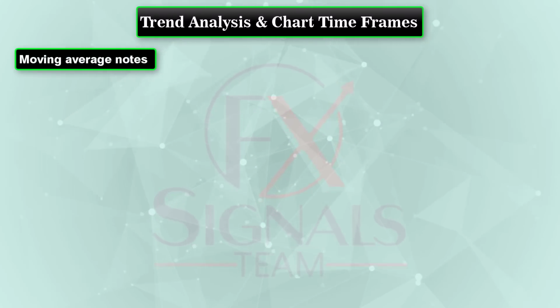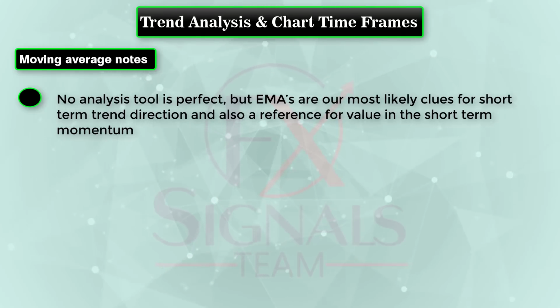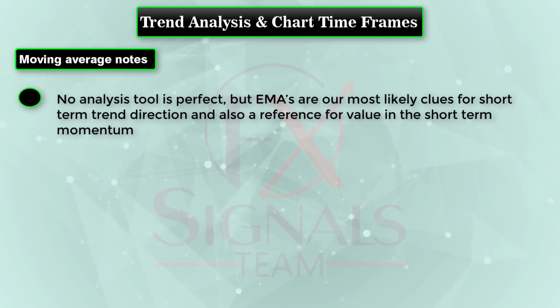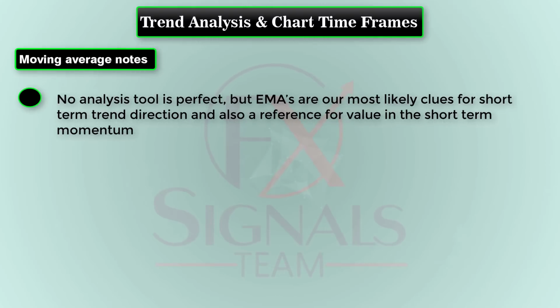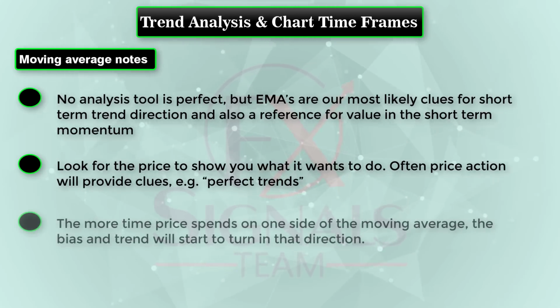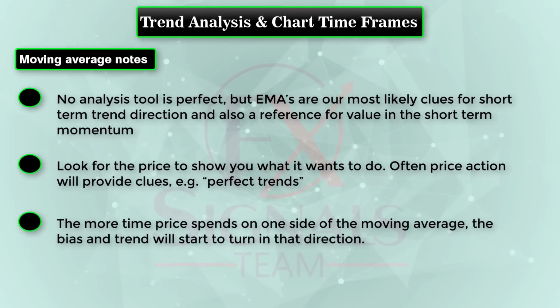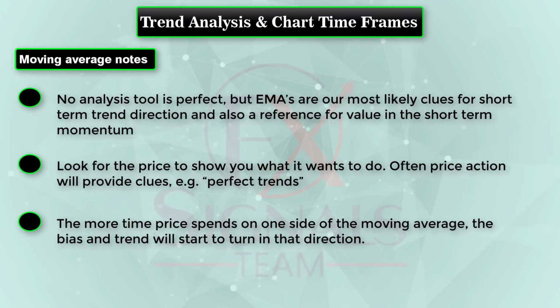Moving average notes. No analysis tool is perfect, but EMAs are our most likely clues for short-term trend direction and also a reference for value in the short-term momentum. Look for the price to show you what it wants to do. Often price action will provide clues, for example perfect trends. The more time price spends on one side of the moving average, the bias and trend will start to turn in that direction.